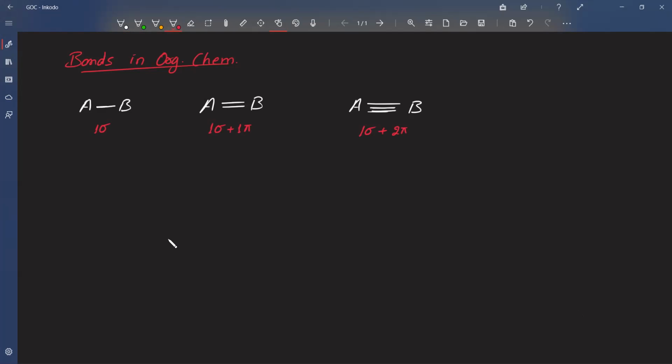Whenever bonds are formed, this is something which you must have studied in chemical bonding, the first bond is always a sigma bond. It can never be that there is a pi bond without a sigma bond.